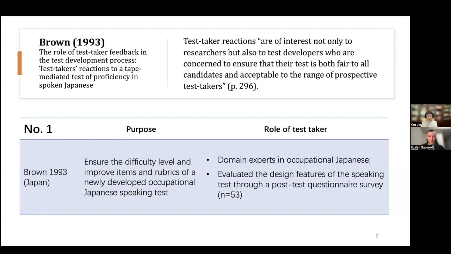The first study by Brown was aimed at ensuring the difficulty level and improving test items and rubrics of a newly developed occupational Japanese speaking test. Test takers in this study were domain experts in occupational Japanese, and they evaluated design features of the speaking test through a post-test questionnaire survey. The authors conclude that test taker reactions are of interest not only to researchers, but also to test developers who are concerned to ensure that the test is fair to all candidates and acceptable to all the prospective test takers.